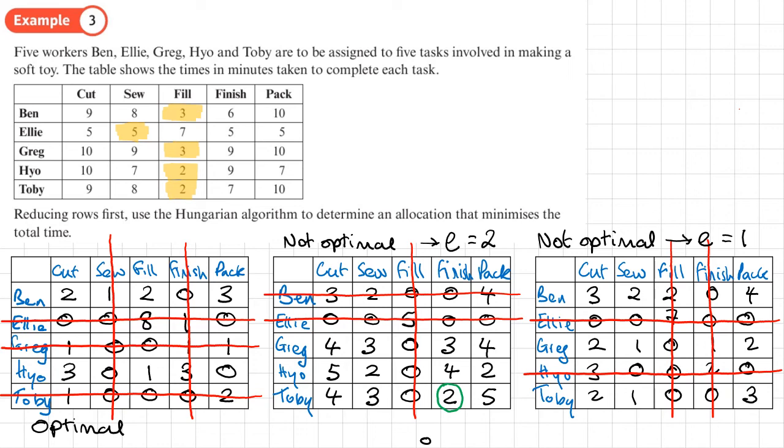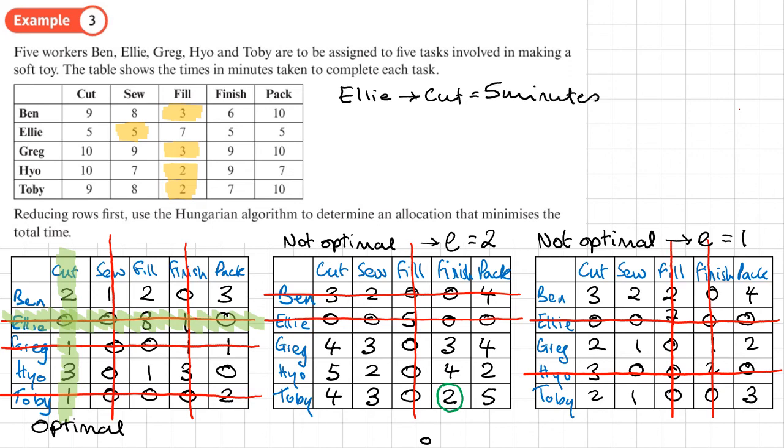Right, so let's look for a row or column that just has 1 0. So here, Ellie, I'm going to allocate to cut. So we'll get rid of Ellie and we'll get rid of cut. And we'll write that down. Ellie is going to cut. And if I look at the original table, Ellie and cut has a cost of 5 minutes.